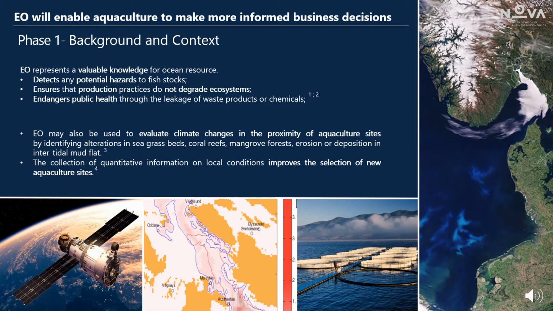EO can be really useful to identify potential risks such as sea surface temperature, ocean color anomalies, algal bloom, jellyfish invasion, etc. EO may also be used to evaluate climate change in aquaculture sites' proximity by identifying alterations in seagrass beds, coral reefs, mangrove forests, erosion, or deposition in intertidal mudflats.